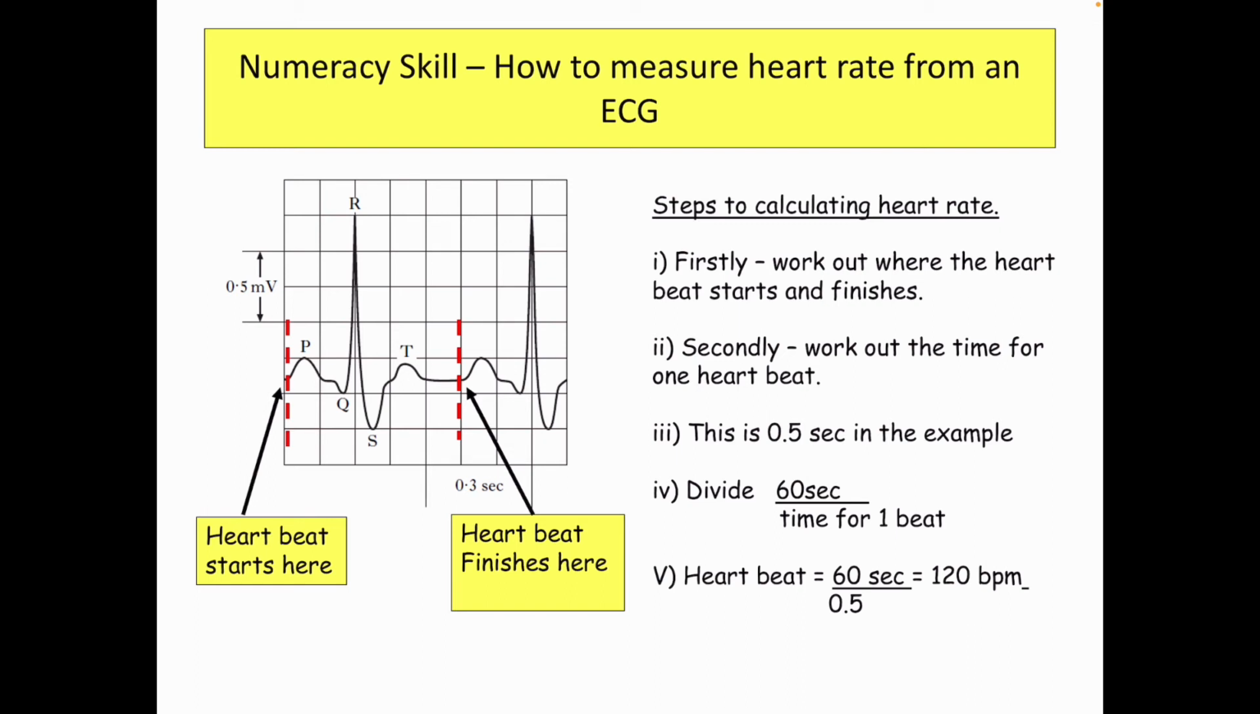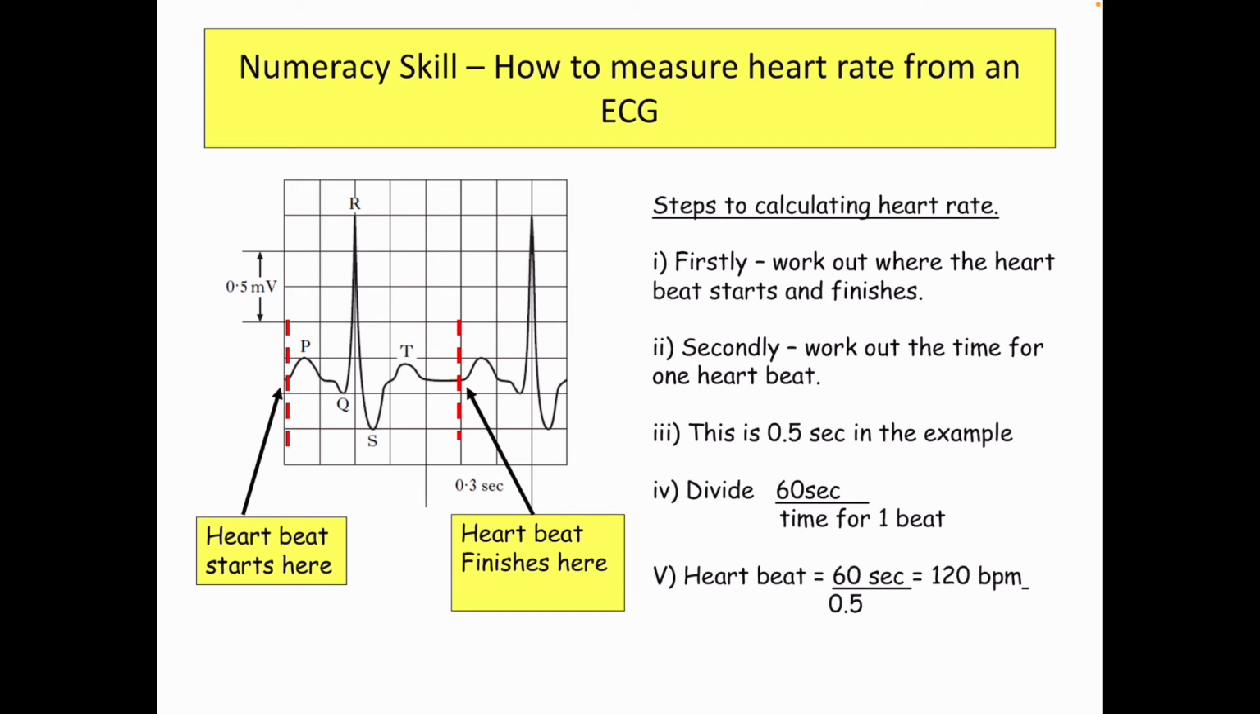Some of the questions that come up in the exam ask you to be able to calculate a heart rate from looking at an ECG. Okay, so in order to do this, you first of all need to be able to work out the length of one cardiac cycle. We then take the 60 seconds in a minute, divide it by the time taken for one cardiac cycle or one heartbeat, and that will give you your heart rate in beats per minute.